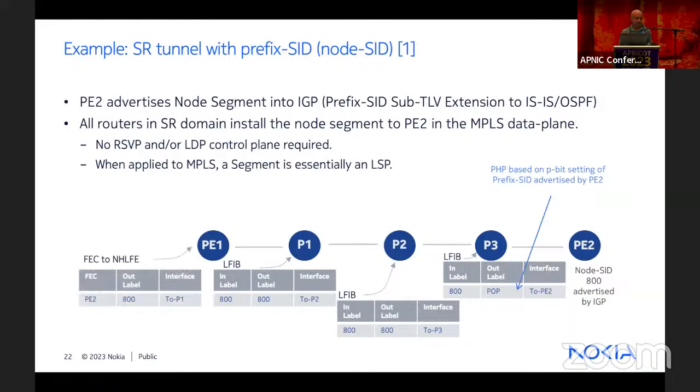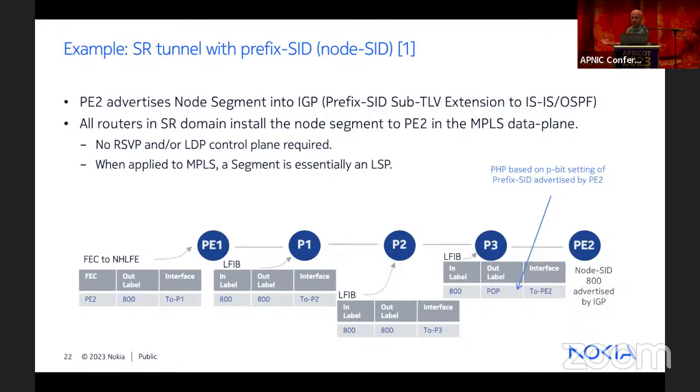PE1 is a little bit different because PE1 is the ingress. So what PE1 is going to do is put an entry that we call a FEC to NHLFE kind of entry, or an FTN table. I don't want you to get lost in all the terminology. Don't worry about that too much. Essentially, what it says is, if I get an unlabeled packet, a native IP packet, for example, that is destined for PE2, right? So if a packet is destined for PE2, put a label of 800 on it. So it's pushing a label, right?